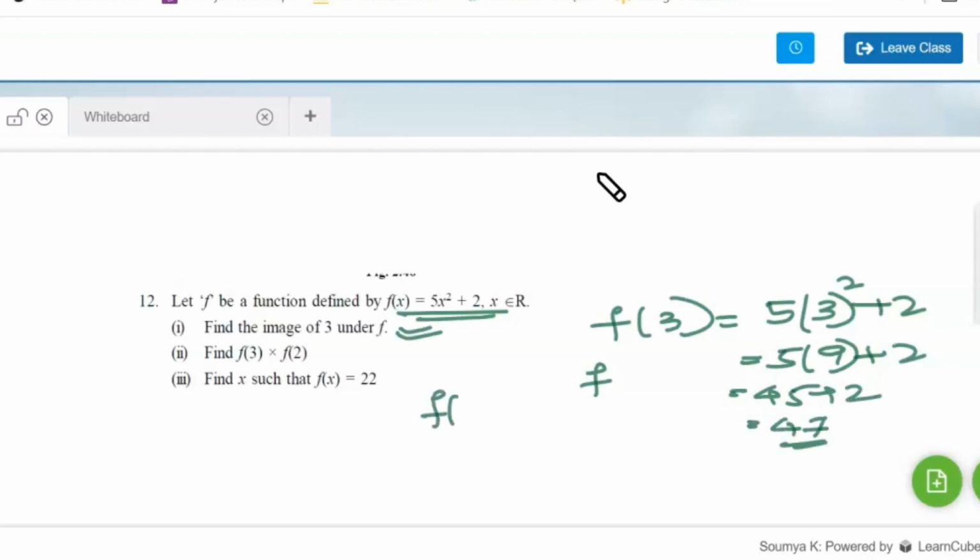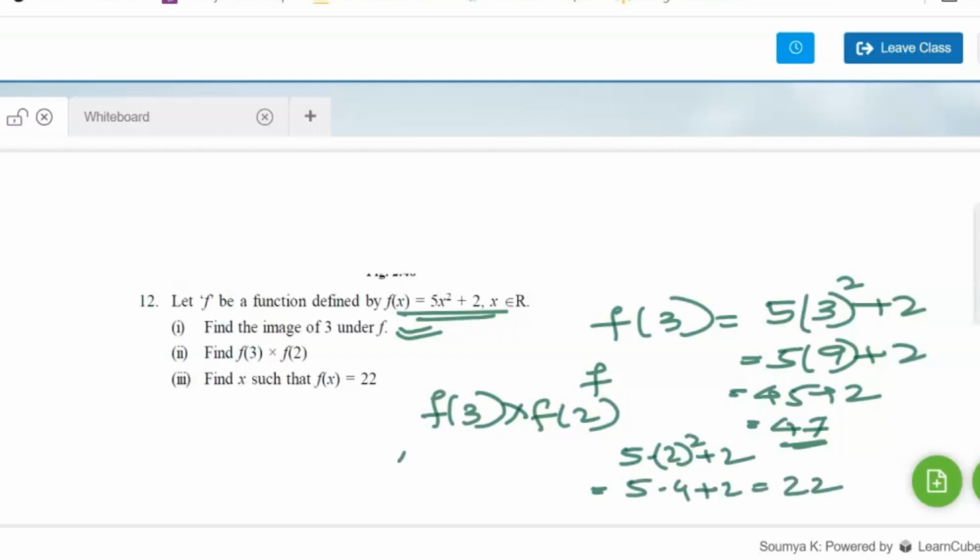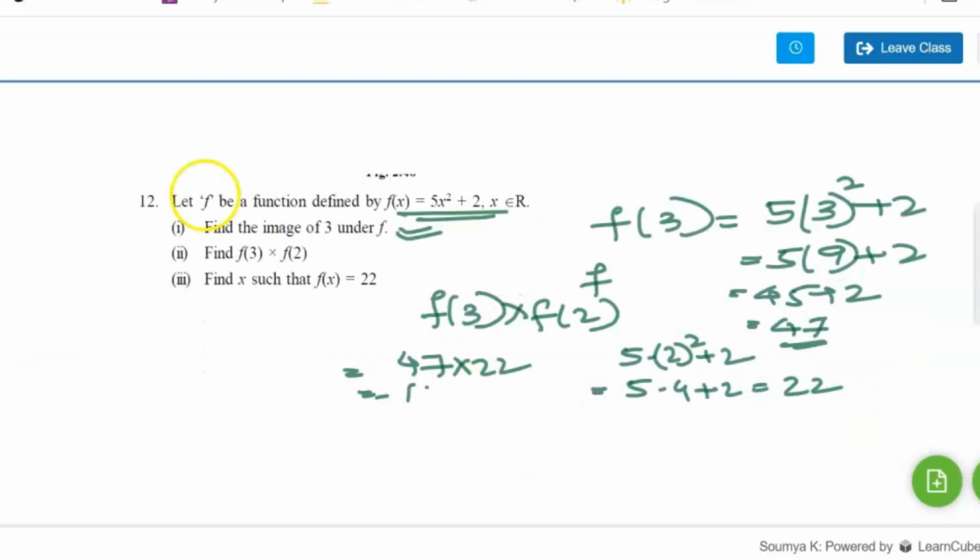Next one is f of 3 into f of 2 you have to find out. So f of 3 you already got here, and f of 2 if you find, it is 5 into 2 square plus 2, that is 5 into 4 plus 2, 22. Okay, so 47 into 22 will be the solution. The exact solution will be 1034.